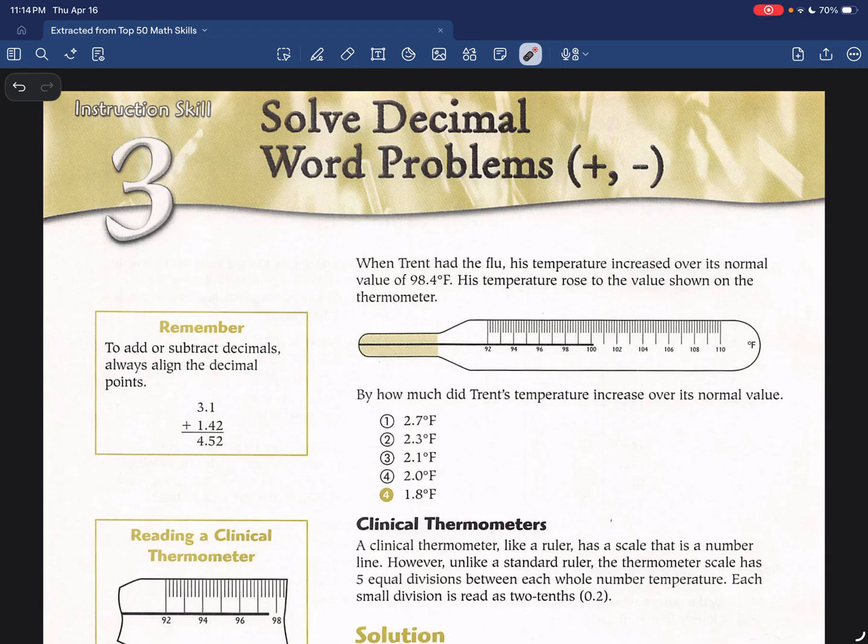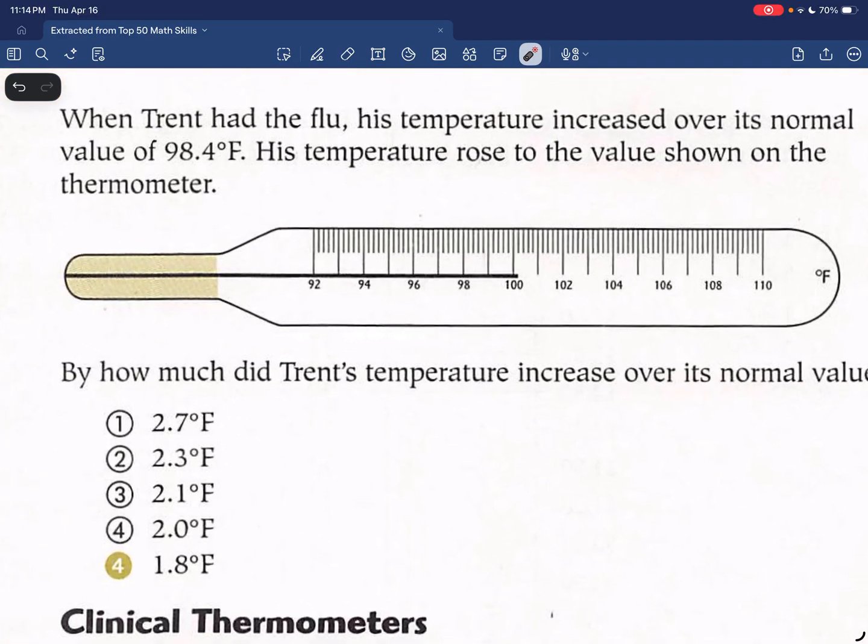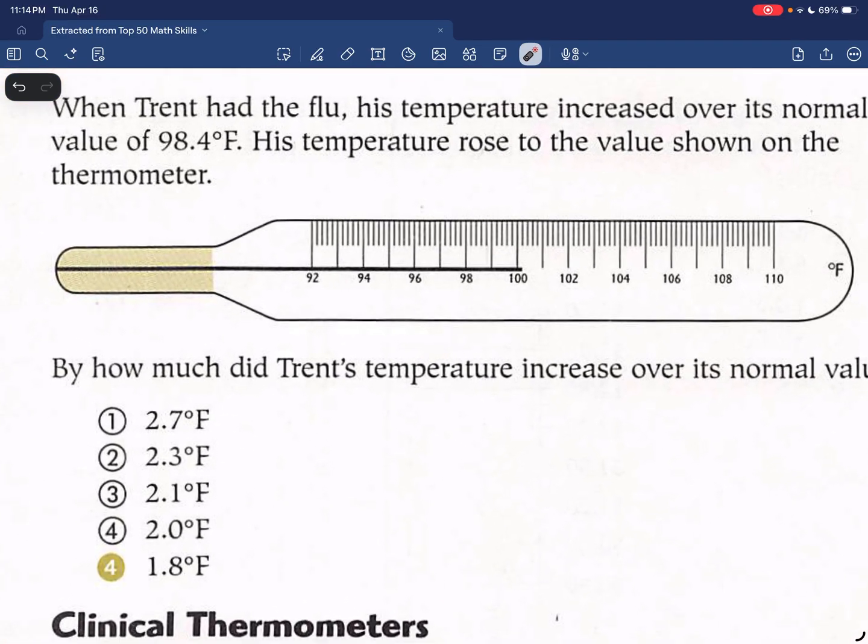When Trent had the flu, his temperature increased over its normal value of 98.4 degrees Fahrenheit. His temperature rose to the value shown on the thermometer. By how much did Trent's temperature increase over its normal value? So we know that his norm is 98.5.